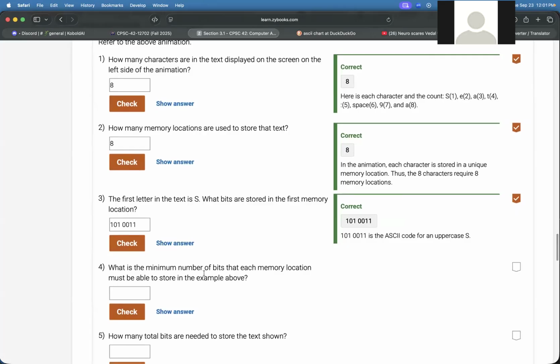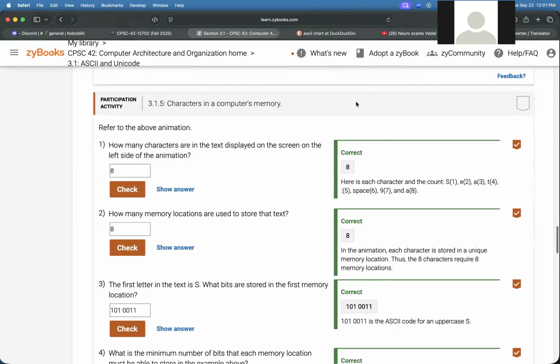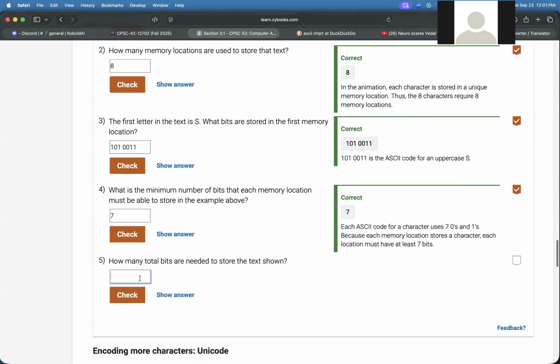What is the minimum number of bits that each memory location must be to store the example above? Well, this was ASCII, right? So if you count them, you'll see that they were 7 bits. So 7. How many total bits were needed to store it? Well, there were seven bits per memory location, and as we said up here, we counted the letters and there were 8. So 8 times 7. You would need at least 56 bits, right?